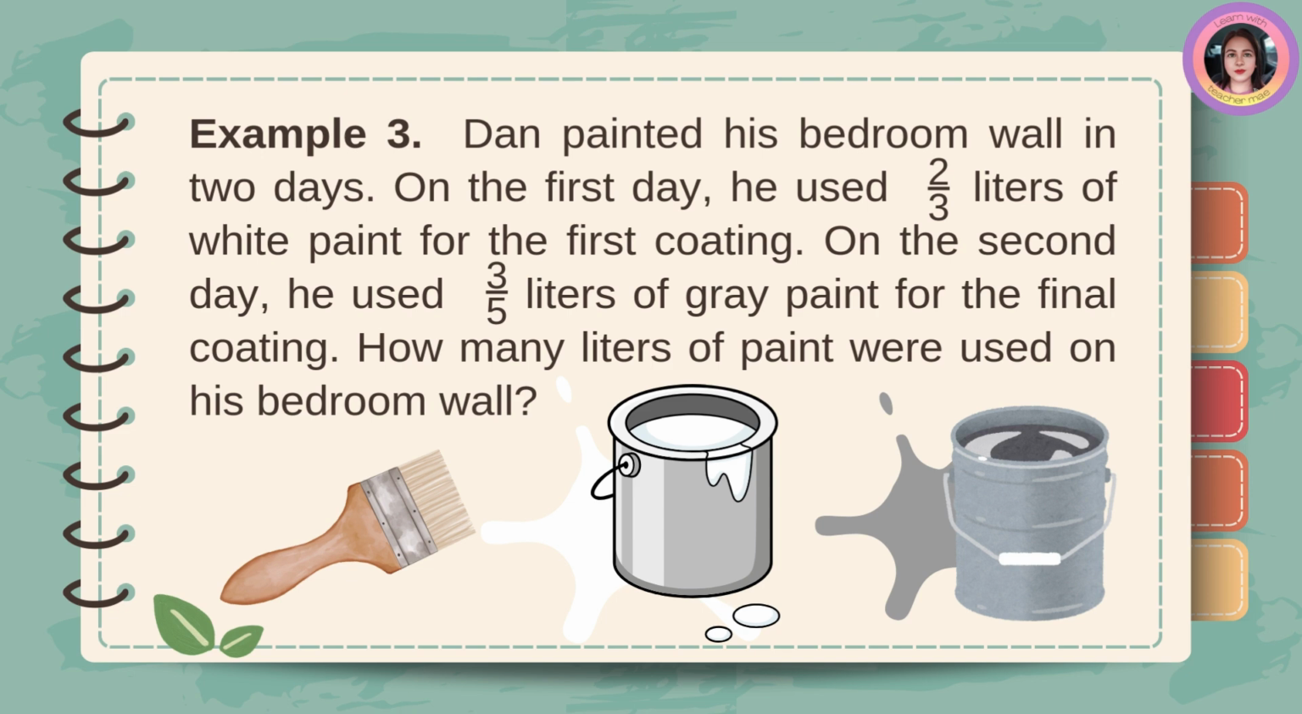Example number 3. Dan painted his bedroom wall in 2 days. On the first day, he used 2/3 liters of white paint for the first coating. On the second day, he used 3/5 liters of gray paint for the final coating. How many liters of paint were used on his bedroom wall?